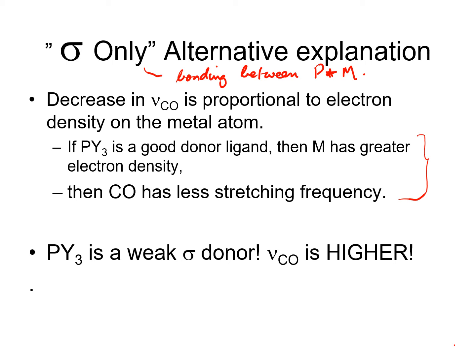On the other hand, if PR3 is a weak sigma donor, then the new CO stretching frequency is higher, because there is very little electron density on the pi star orbital. So with P(OEt)3, for example, one can say that the sigma donation is poor. And because the sigma donation is poor, the electron density on the pi star orbital is correspondingly affected. It's not getting populated, and so the frequency is high.